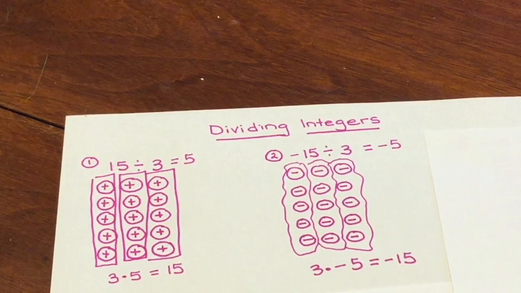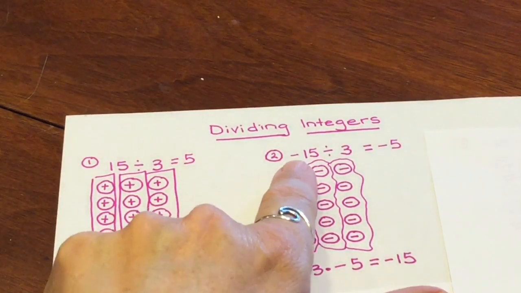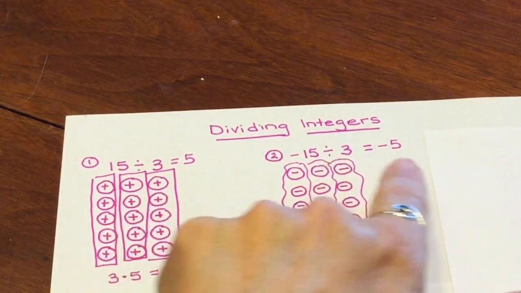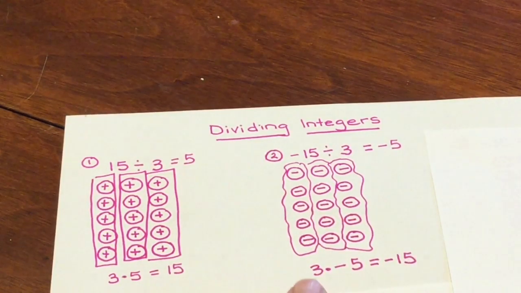You will notice that when we were dividing, we had a negative and a positive, and we got a negative, which is the same as if we were multiplying a positive and a negative. So one of each, we get a negative.